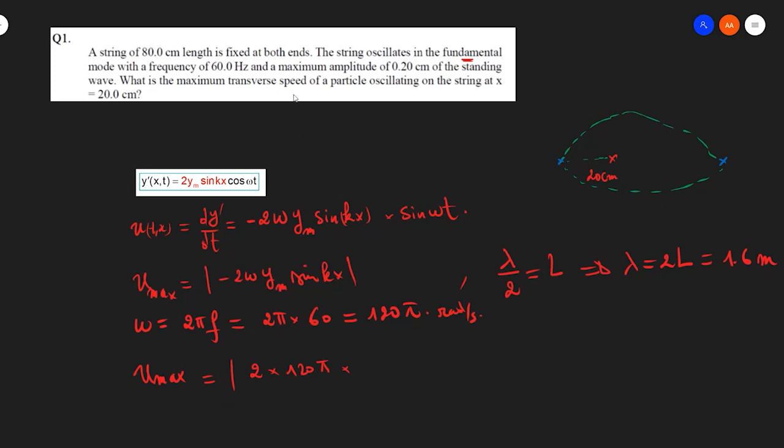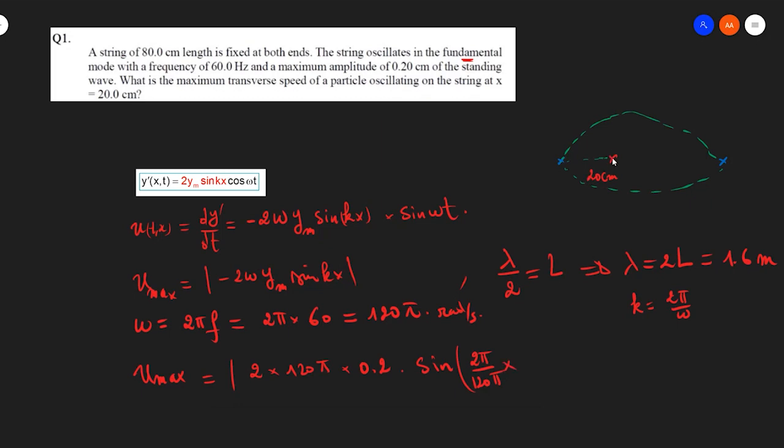They gave us the maximum amplitude here, which is 0.20. So it's 0.2 multiplied by sine. They did not give us k, but we know that k is 2 pi over lambda, and omega is 2 pi over T. So k is equal to 2 pi over omega, so it's 2 pi over 120 pi. This is omega, and this is k multiplied by x.